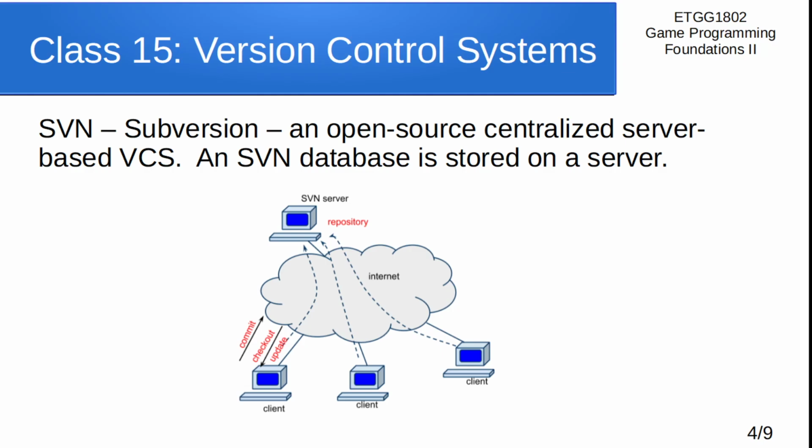And you'll notice with SVN, it is an open source, centralized, server-based version control system. And that means that the SVN is stored on a database that's stored on a server. So in other words, in this picture, here's the SVN server. Here are the clients that are using it. This could be the different members of your team. They all access that repository, that server's database of code.